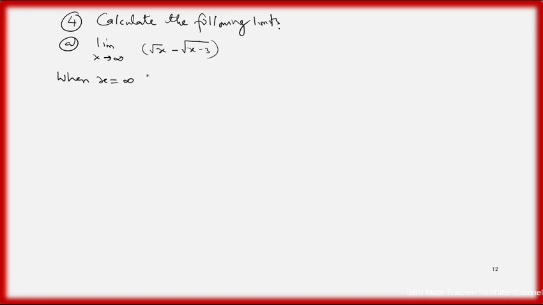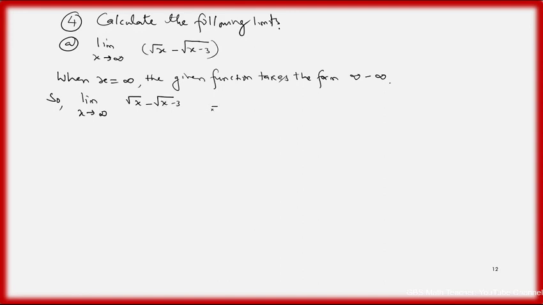At x equal to infinity, the given function takes the form infinity minus infinity, which is also an indeterminate form. Now, limit x tends to infinity of root x minus root under x minus 3 equals limit x tends to infinity of root x minus root x minus 3 times, that is, multiplying by root x plus root under x minus 3 over root x plus root under x minus 3.